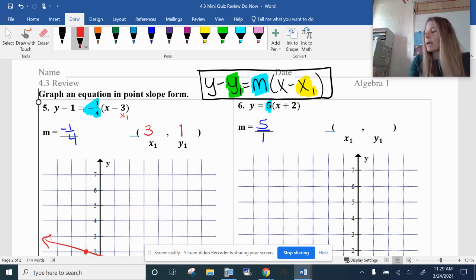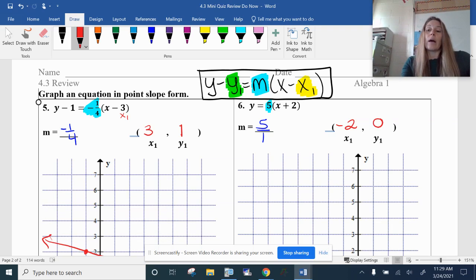Now, as far as the x1 and the y1 are concerned, what is being subtracted from my x? Well, I have an x plus 2 here, so I'm going to have to think opposite sign. I'm really subtracting a negative 2, so my x1 is a negative 2. Now, on the other side, y minus y1. Well, I don't see anything being subtracted there, so that means my y1 must be a 0.